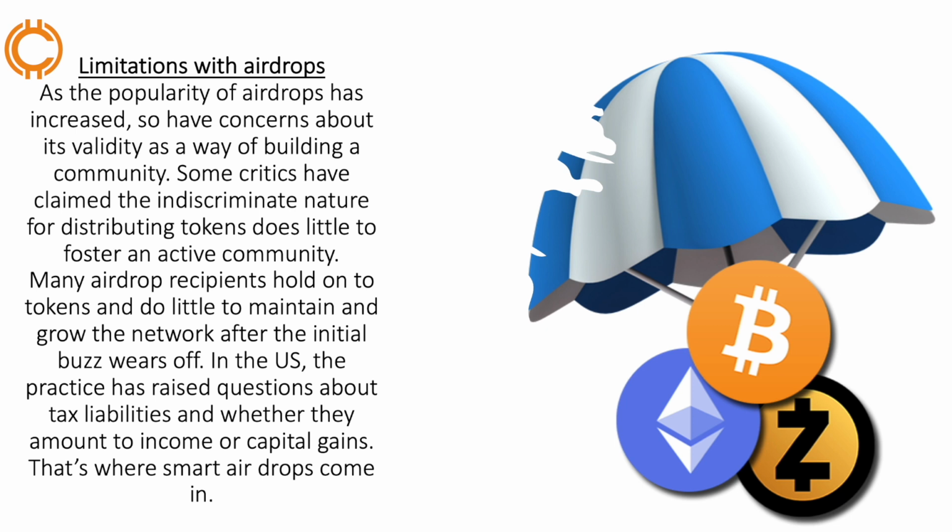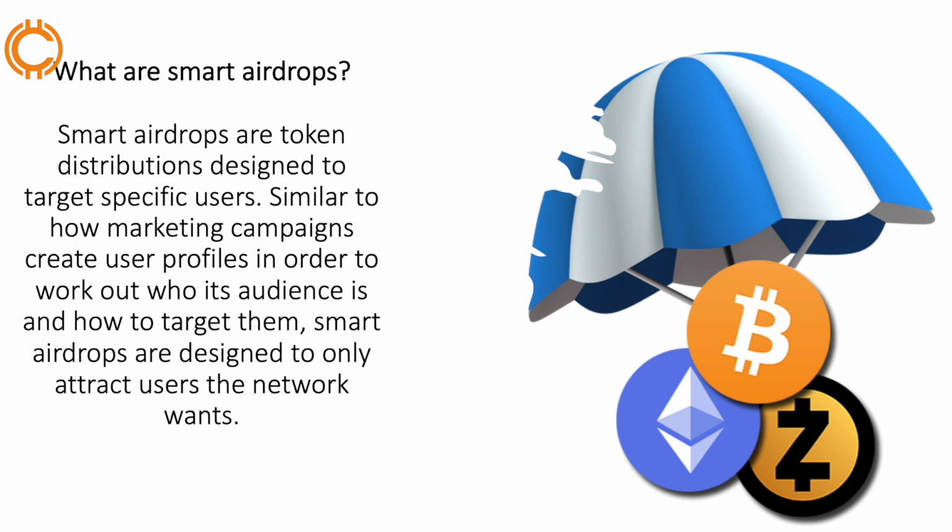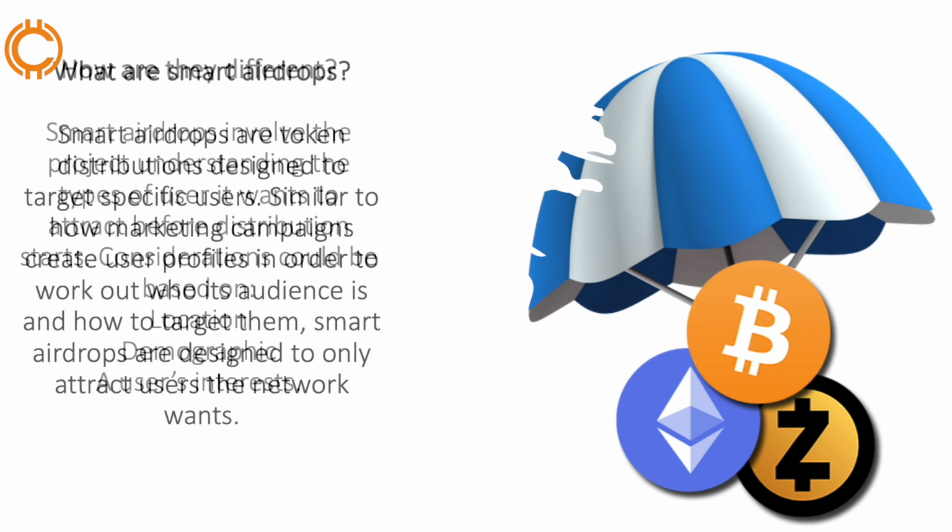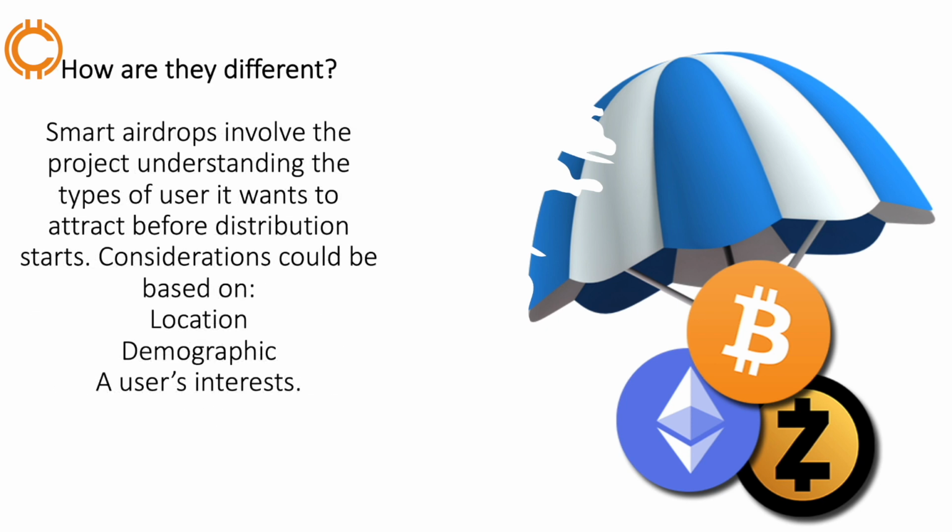That's where smart airdrops come in. So what are smart airdrops? Smart airdrops are token distributions designed to target specific users. Similar to how marketing campaigns create user profiles in order to work out who its audience is and how to target them, smart airdrops are designed to only attract users the network wants. But how are they different? Smart airdrops involve the project understanding the type of user it wants to attract before distribution starts. Considerations could be based on the location, the demographic, and a user's interest.